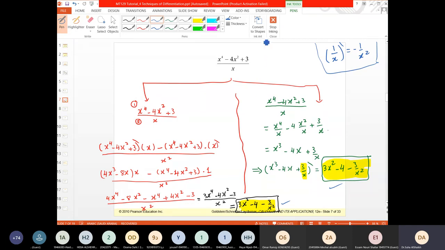This is what I said, Ruqayya. It's a rule. I have 3 over x, which is 1 over x. The derivative of 1 over x is minus 1 over x squared. We can bring it up with a negative power. You can write this like 3x squared minus 4 minus 3x to the power minus 2. You can do that. Make it a multiplication and then find the derivative. You can do that.